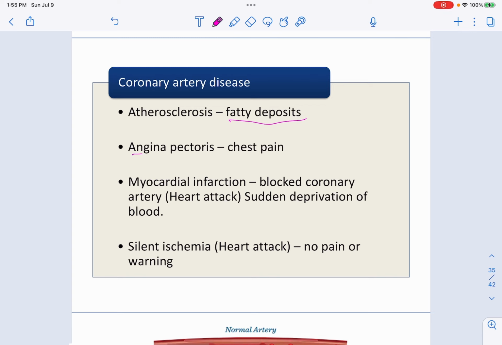The term angina pectoris is referring to chest pain. Myocardial infarction is referring to a blocked coronary artery. Remember, those are the arteries that are supplying blood to the heart. Again, I'm going to talk about these two on the next couple slides. And then another term you'll sometimes hear is called silent ischemia. This is a heart attack with no pain or any warning. This is not where you grab your chest or your arm is hurting, where the pain is kind of moving around, down your arm. This is completely silent.